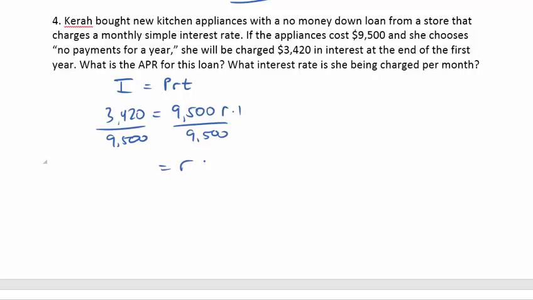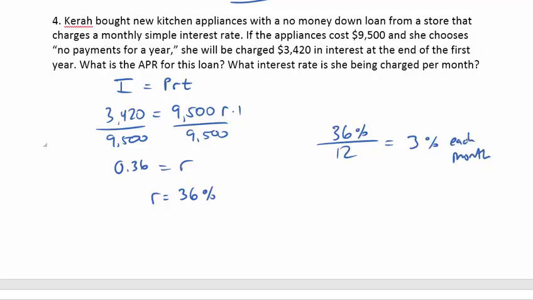3,420 divided by 9,500. So when I do that division, I get 0.36. That means the interest rate then is 36% simple interest. Now we also want to know if she's getting charged 36% interest per year, what interest rate is she getting charged per month? So we're just going to take 36% and divide it by 12, and we'll get 3% each month. And I also want to say 36%.